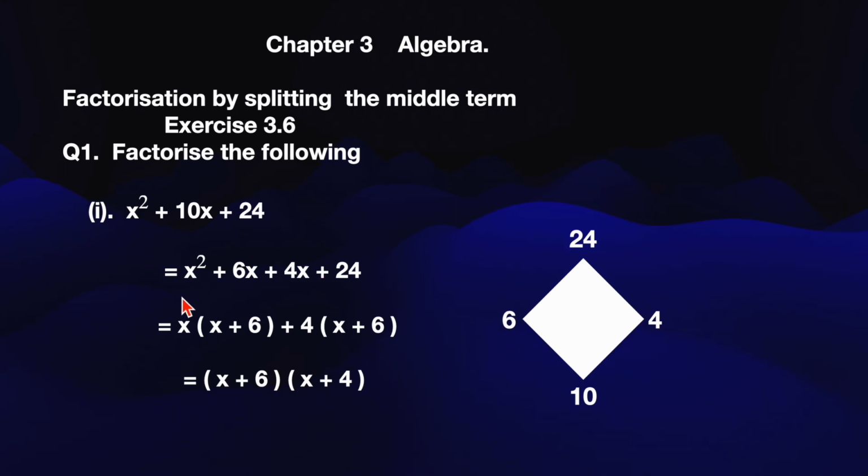So this polynomial becomes x squared plus 6x plus 4x plus 24. Here take the first two terms, take out x, the common factor. In the brackets we get x plus 6. Take out plus 4, which is the common factor. In the bracket again you get x plus 6. So here we will take out x plus 6 as the common factor. In the bracket we get x plus 4. So these are the two factors of this polynomial: x plus 6 into x plus 4.